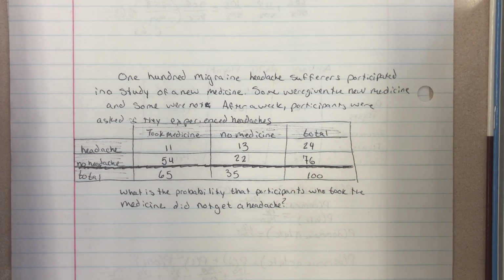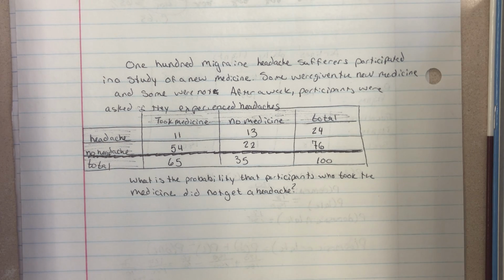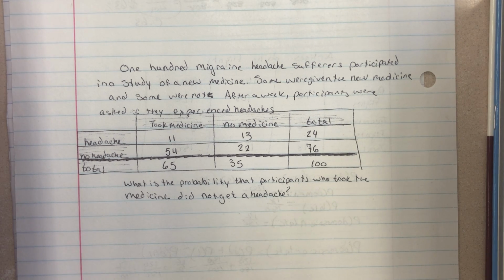So it says 100 migraine headache sufferers participated in a study of a new medicine. Some were given the medicine and some were not. After a week of participating, they asked if they experienced headaches. So it says, what is the probability that a participant who took the medicine did not get a headache? So for this one, we're already just looking at participants who took the medicine.